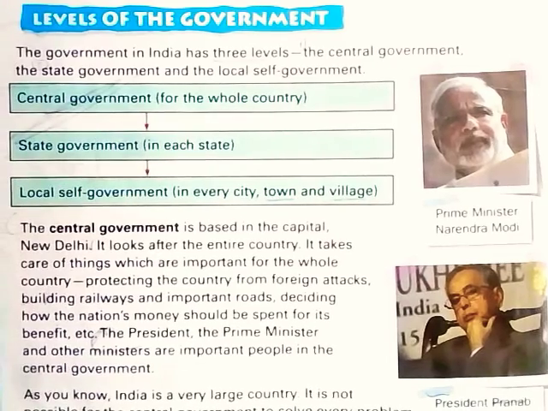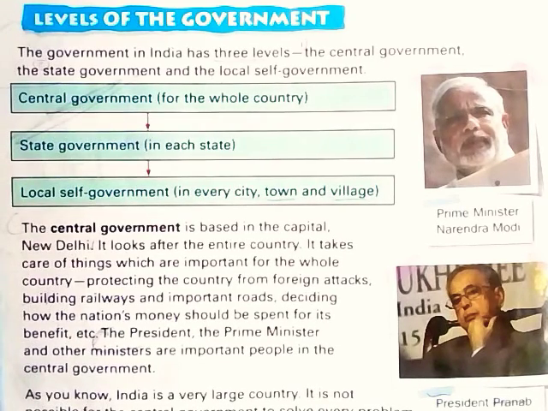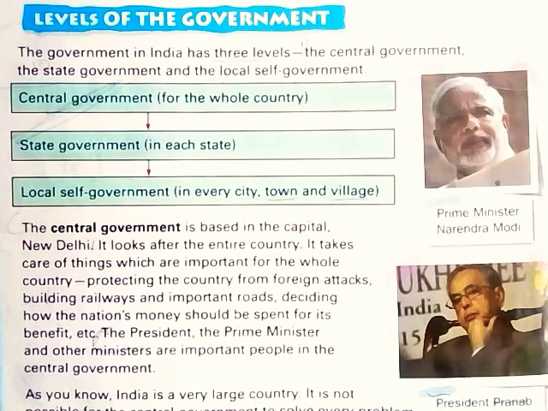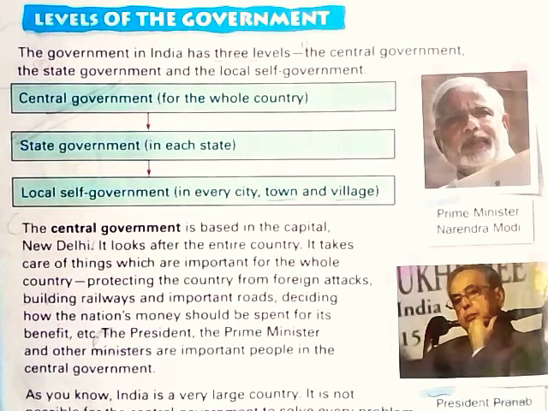The central government is based in the capital, New Delhi. It looks after the entire country. It takes care of things which are important for the whole country: protecting the country from foreign attacks, building railways and important roads, deciding how the nation's money should be spent for its benefit, etc. The President, the Prime Minister and other ministers are important people in the central government.